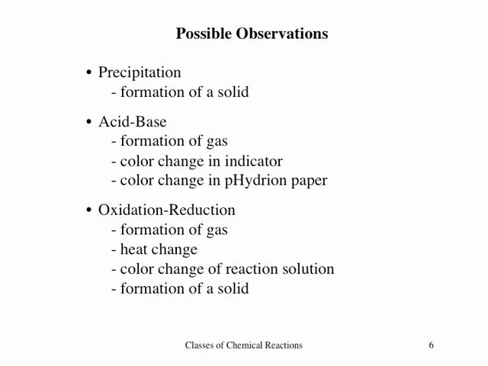Observations are critical to correctly classifying a reaction. An insoluble solid must be formed in precipitation reactions. Acid-base reactions show either the formation of a gas or a change in the color of an indicator, assuming it is present. Oxidation-reduction reactions can produce the same visible changes as both precipitation and acid-base reactions.